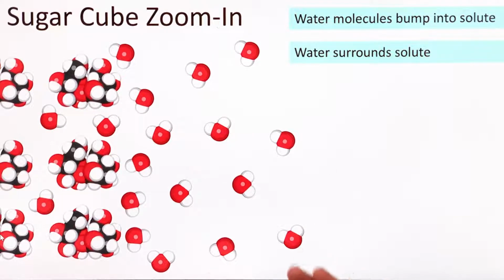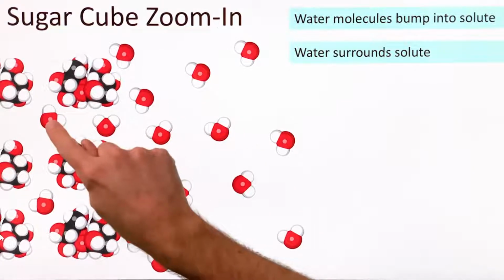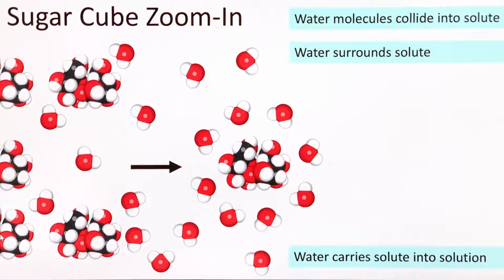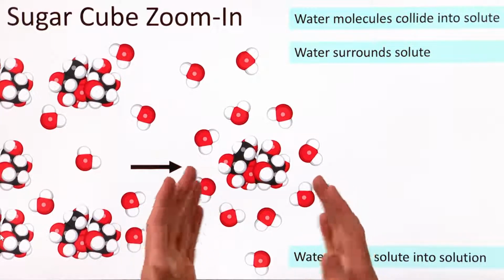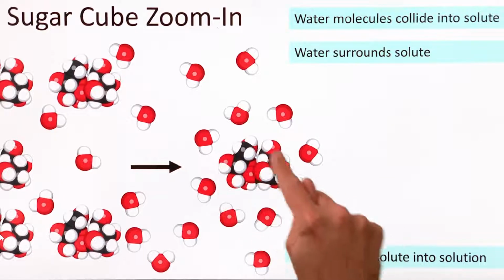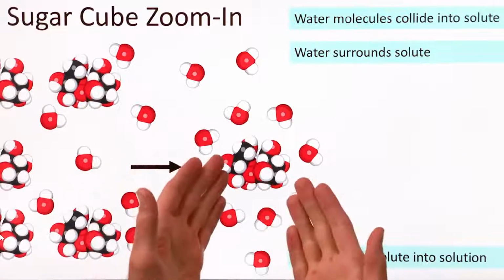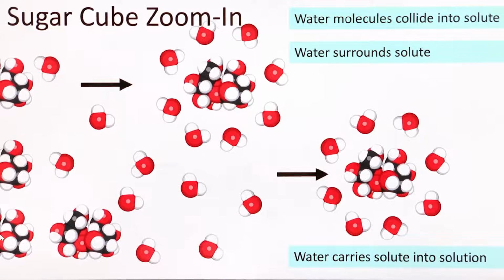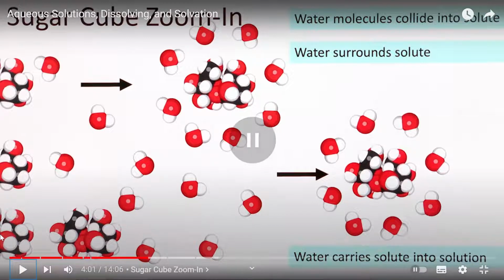Then, after bumping into the sugar, the water molecules work their way in between the sugar molecules and surround them. You can see that happening here. Once a sugar molecule is surrounded by water molecules, they carry it into solution. Here, you can see that one of the molecules of sugar is surrounded by water molecules and it's carried away. Now, keep your eye on this one here at the top, and there we go. It got surrounded and carried away.